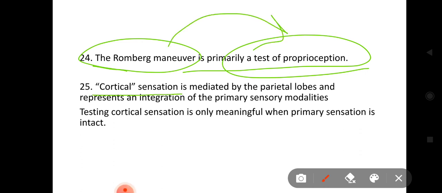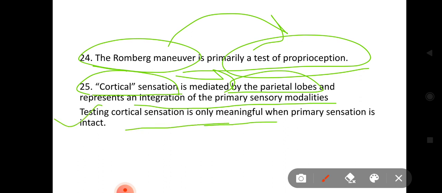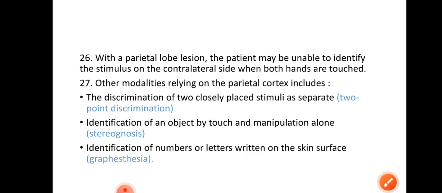The cortical sensation is mediated by the parietal lobes. Cortical sensation by parietal lobes represents an integration of the primary sensory modalities. Testing cortical sensation is only meaningful when primary sensation is intact. So MCQ point, cortical sensation is by parietal lobes.